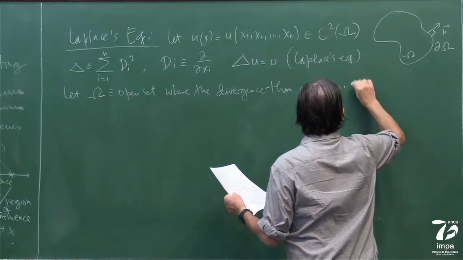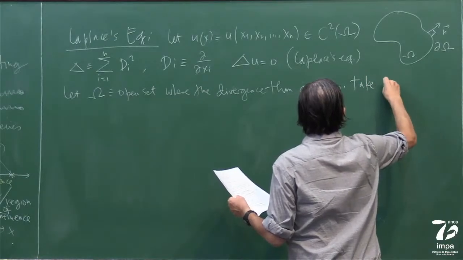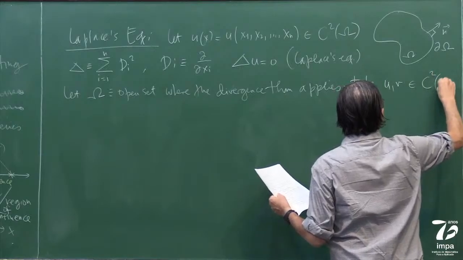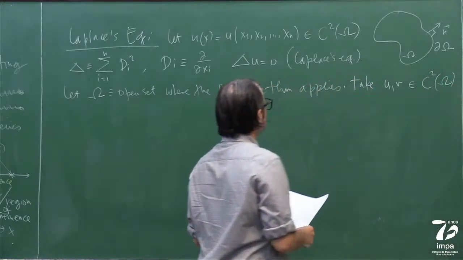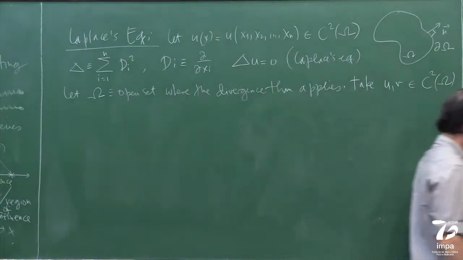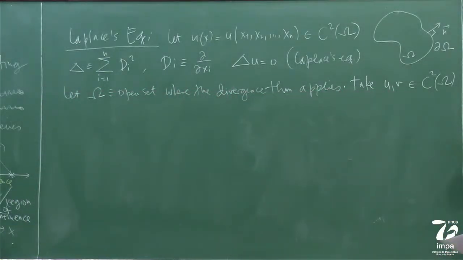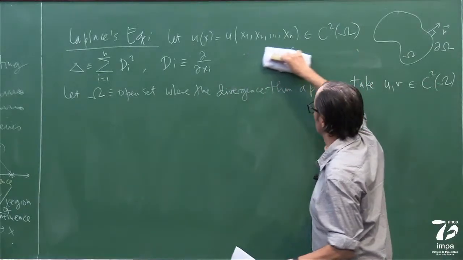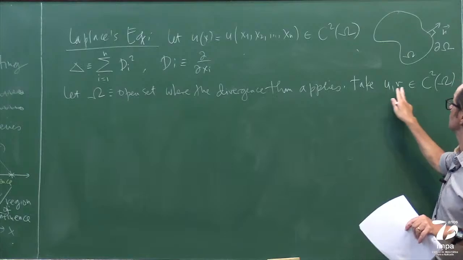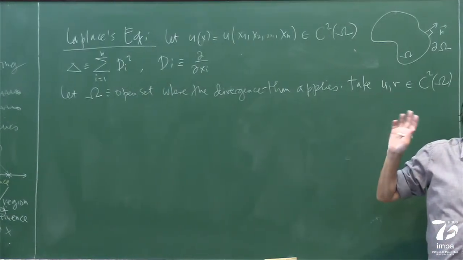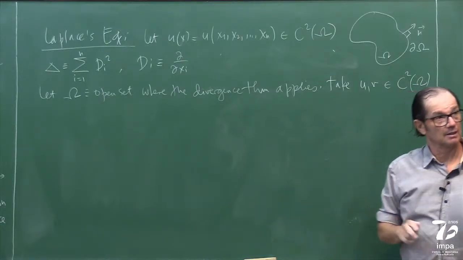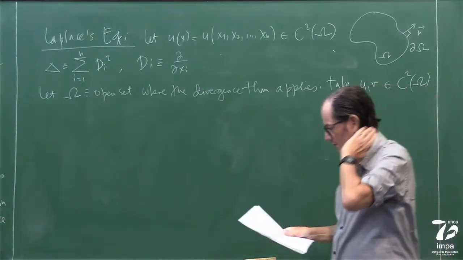Take U and V in C2, and that's why I didn't write this. Let me erase this. You know why? Because for now, U and V do not satisfy Laplace equation. They're just smooth. I got ahead of myself writing that, so let's forget that for the time being.